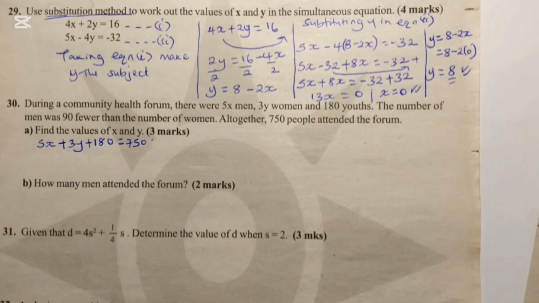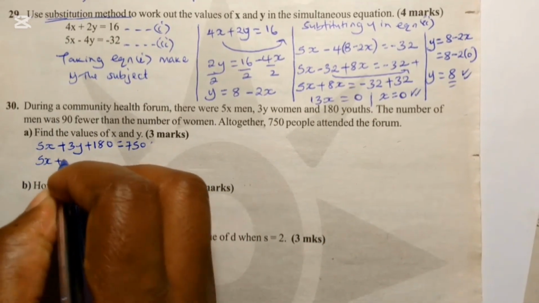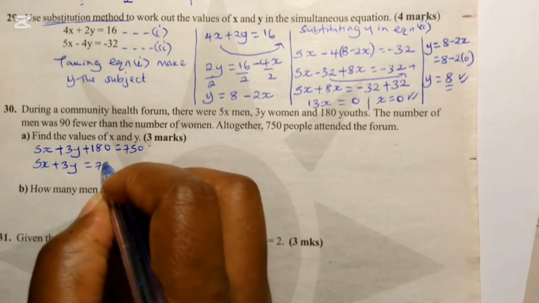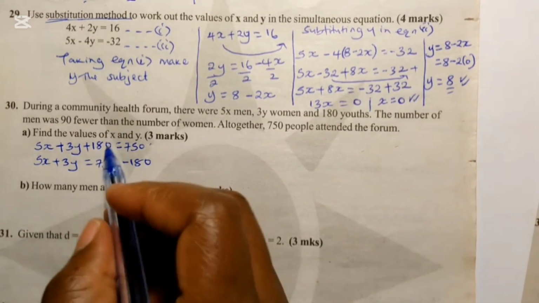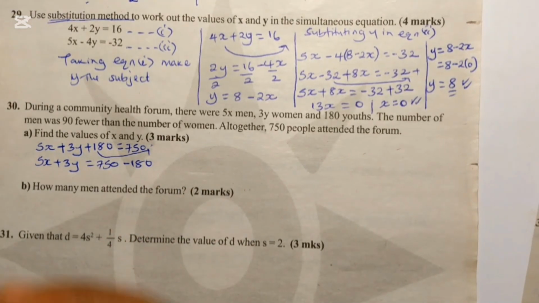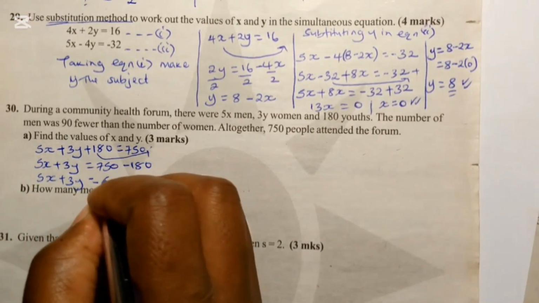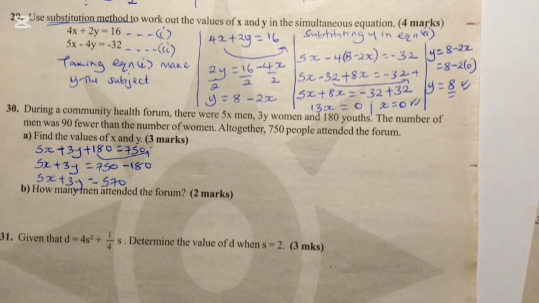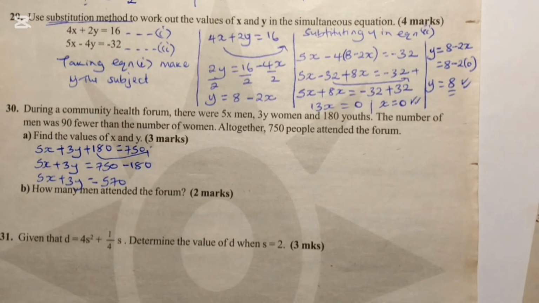Yes? Good. Then this can be simplified as 5x plus 3y being equal to 750 minus 180. I've taken the 180 to this side to have negative 180, and this will be equal to 5x plus 3y being equal to 570, because 750 minus 180 is equal to 570.